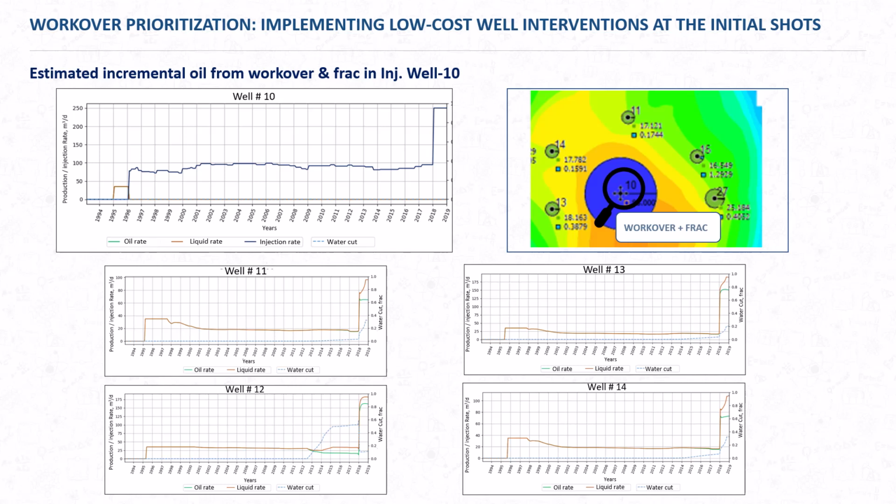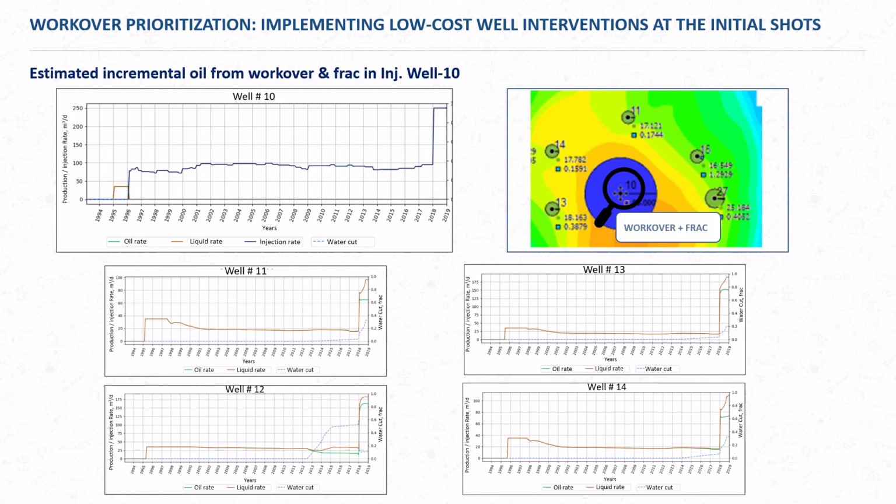Anyway, apart from drilling, we also need to plan the workovers. And we also need to prioritize between drilling and workovers, because you would have a very limited amount of money and you need to understand what to do first. So you need to carefully prioritize.